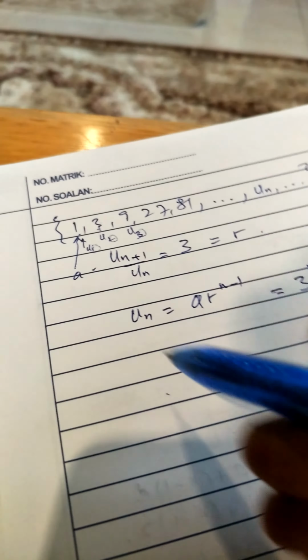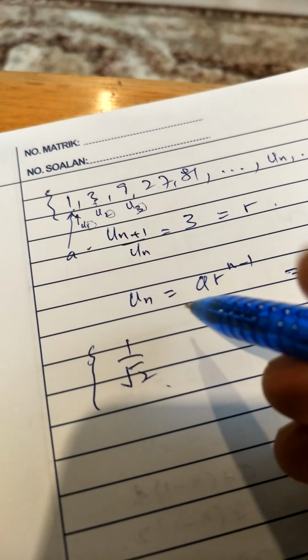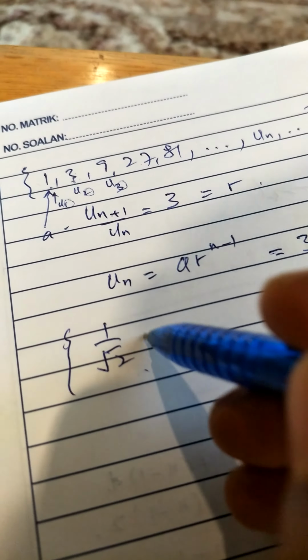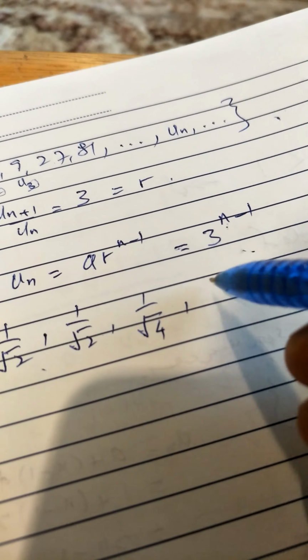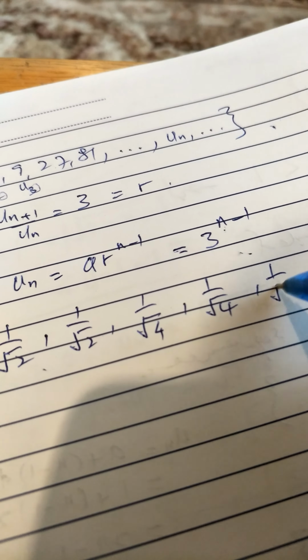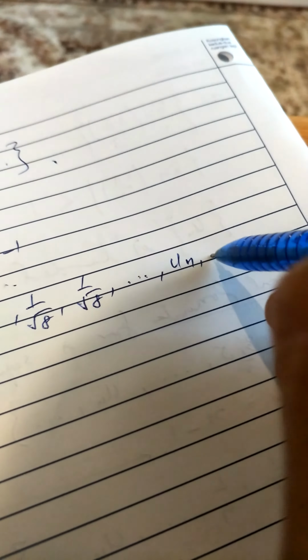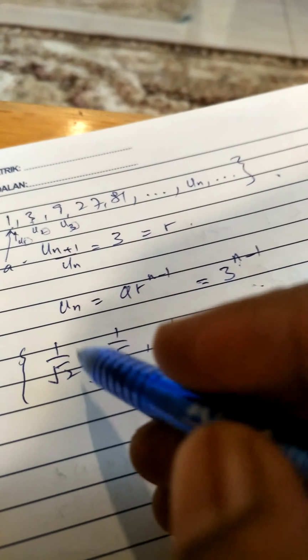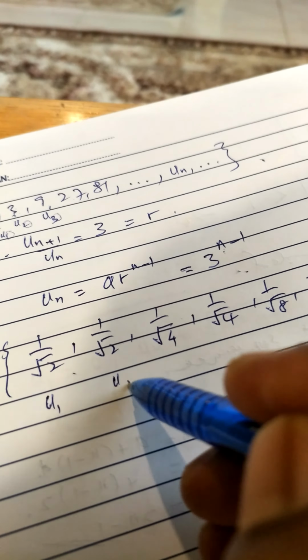sequence like this? Another example. I give you many examples here. We have 1 over square root 2, 1 over square root 2, 1 over square root 4, 1 over square root 4, 1 over square root 8, 1 over square root 8, and so on. You need to find un. So look at this carefully. We have u1, u2, u3, u4, u5, u6, and so on up to un.